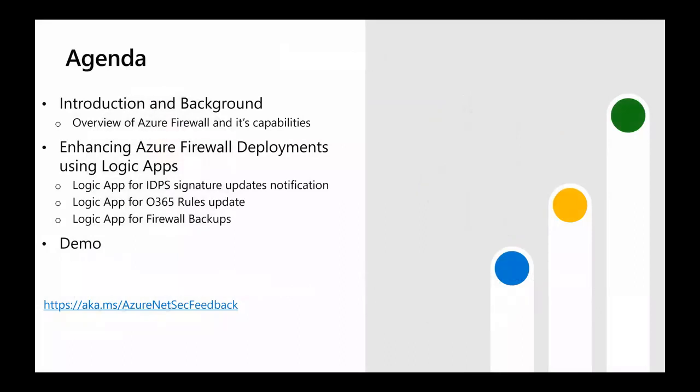For our agenda, we're going to have a look at an overview of Azure Firewall and its capabilities, specifically the two Azure Firewall SKUs, that is Standard and Premium. And then we'll deep dive into enhancing those firewall deployments using Logic Apps. Three of them are based on IDPS signature updates notification, so you can get emails when your IDPS signatures are updated. We'll take a look at Office 365 rules updates and also how you can do file backups and also restore. And also there's a demo just to show you how all of this works.